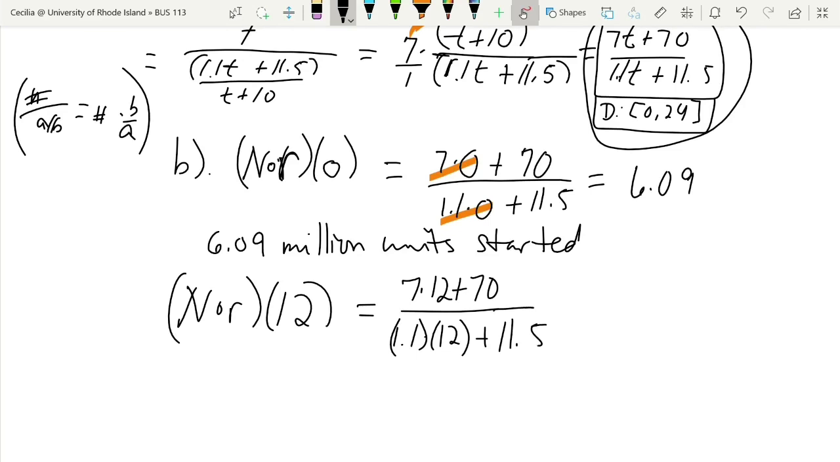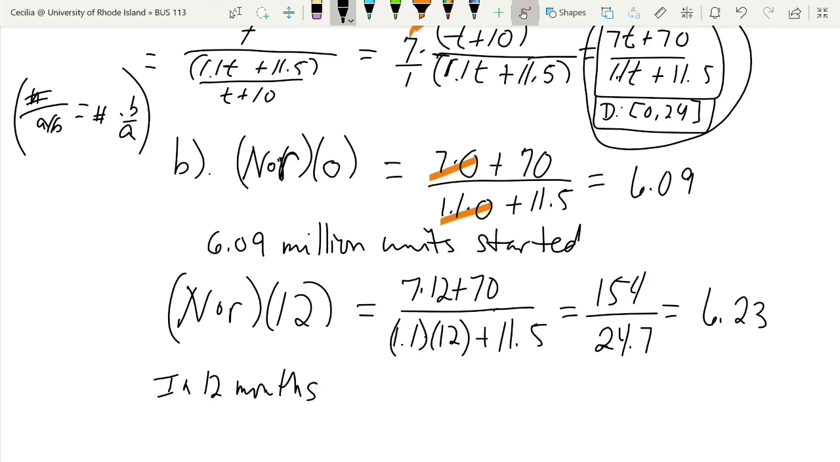All right. So if you are doing this on a scientific calculator where you can put parentheses, then go ahead and do that. If not, what you may want to do is actually just write out what the numerator and denominator are. So 7 times 12 plus 70 gives me 154. And then for the denominator, we have 1.1 times 12 plus 11.5, or 24.7. And then if we take 154 and we divide by 24.7, we end up with 6.23. So we see a slight increase.